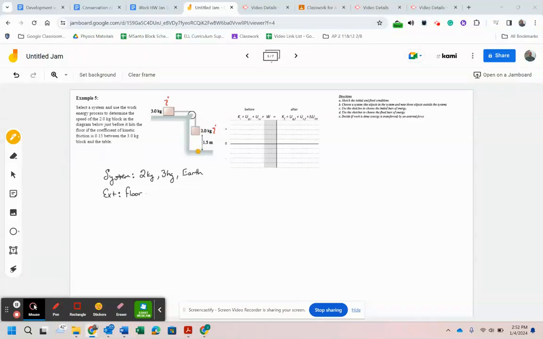Okay, for this example number 5, I'm choosing the 2 kilogram, 3 kilogram, and Earth as my system. So both objects are going to be in my system. The floor is going to be external. My initial state I labeled in red. My final state I'm going to draw in yellow.